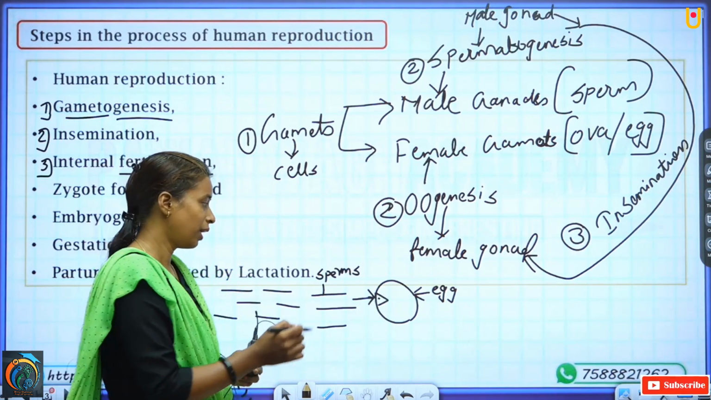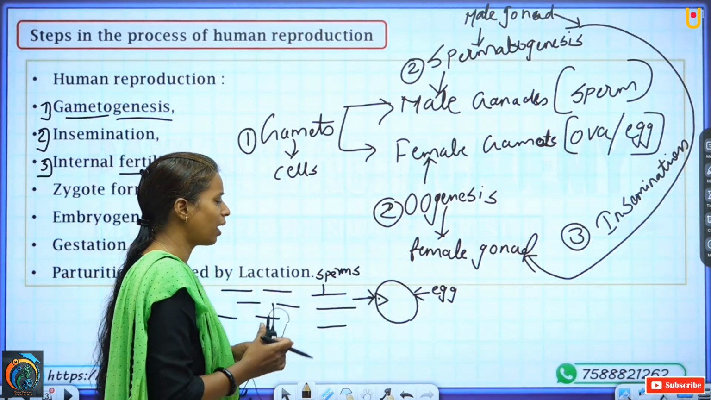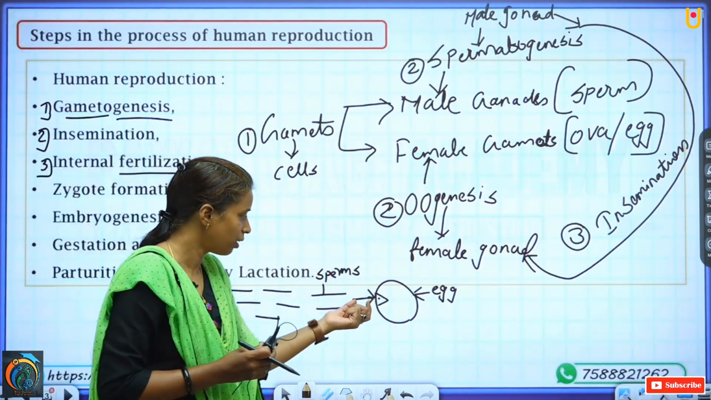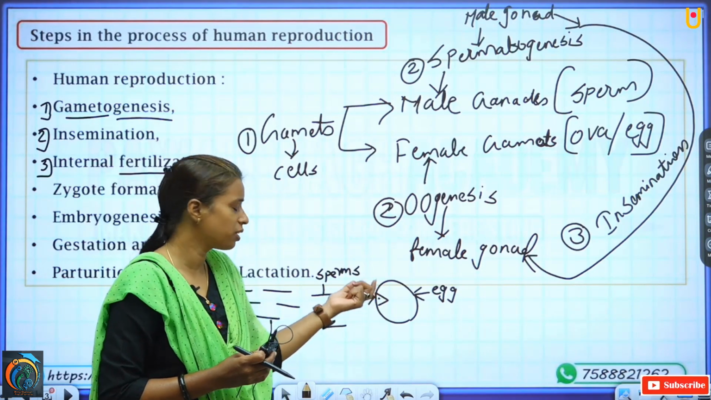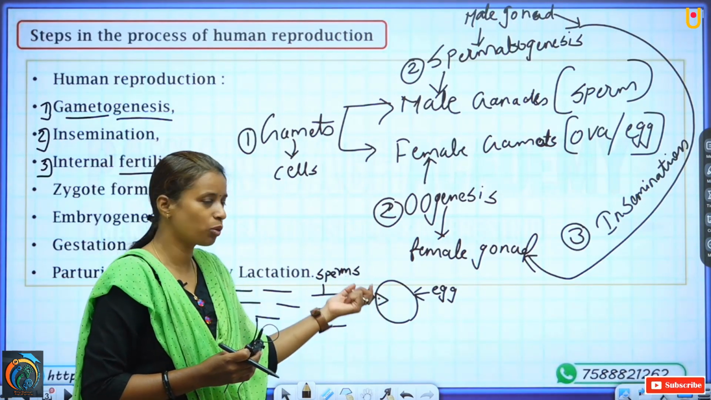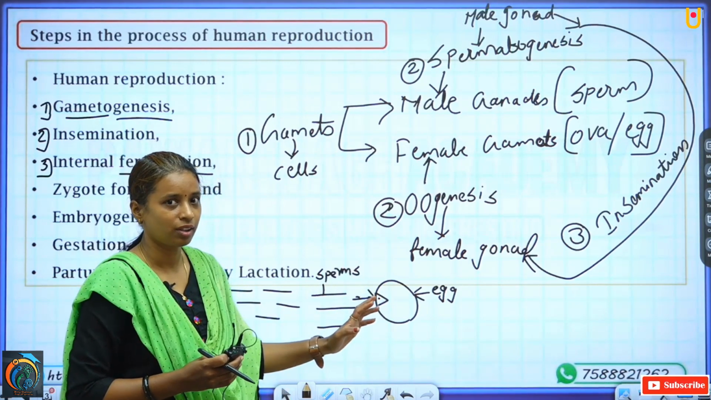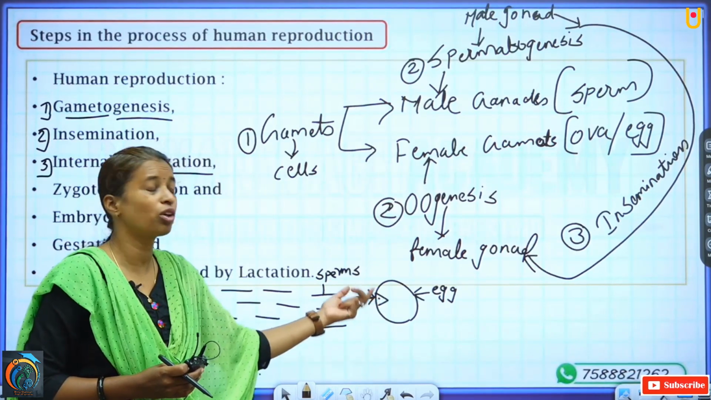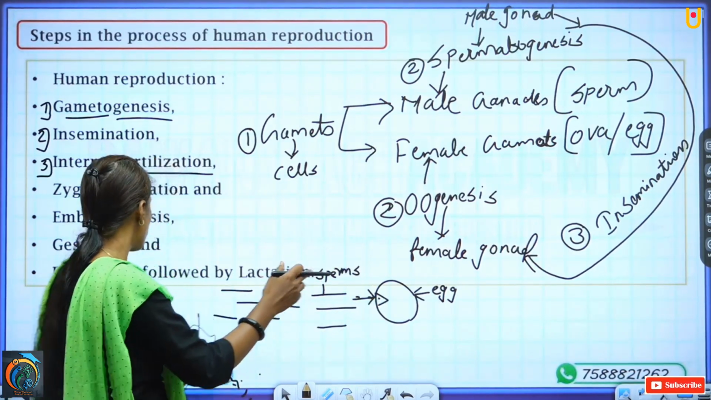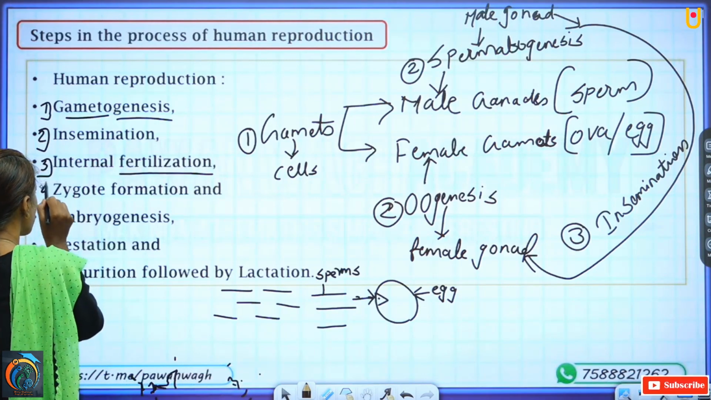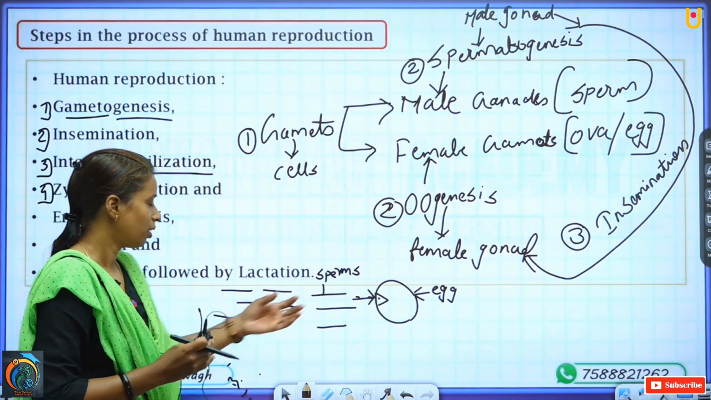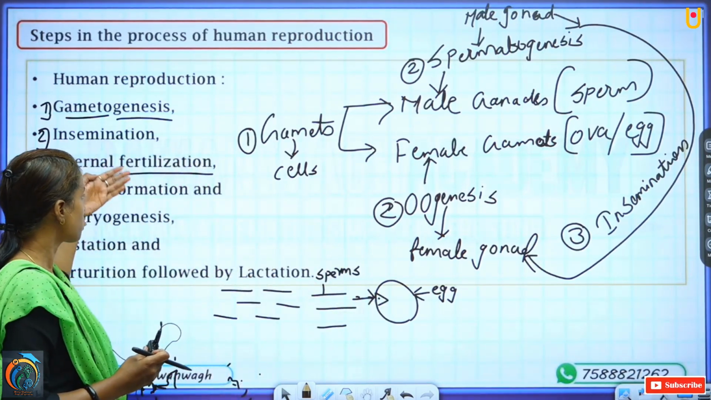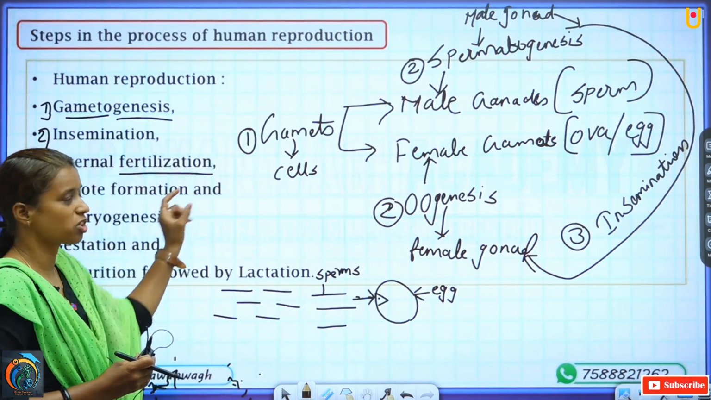And what does that head contain? It contains the nucleus. Now the actual fertilization process means what? When the sperm gets fused with this egg, we can say that the process of fertilization has occurred. And what will be the result of fertilization? After fertilization, zygote formation will take place. Fertilization is a process and the result of the process is zygote formation.